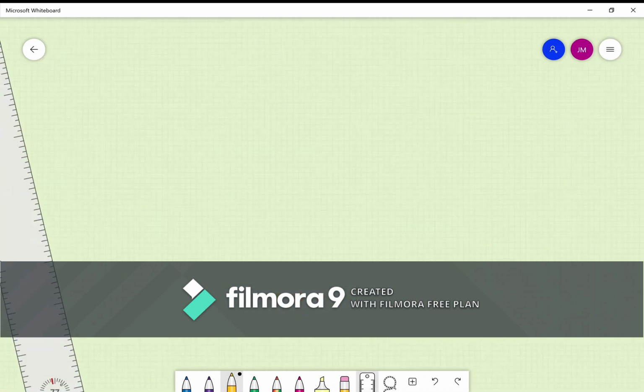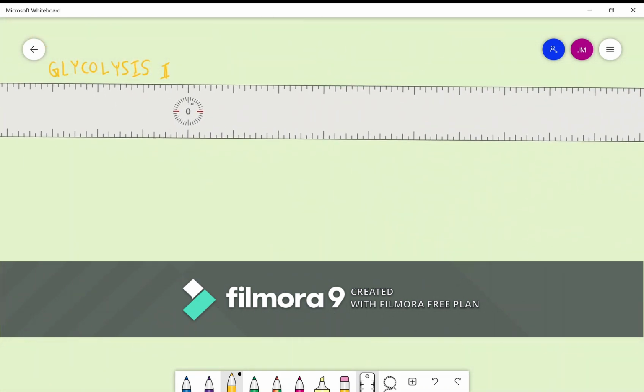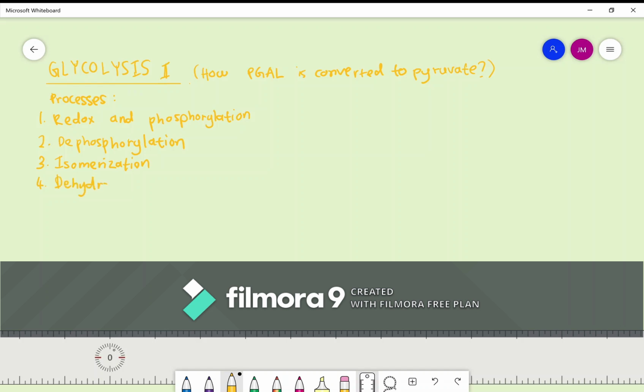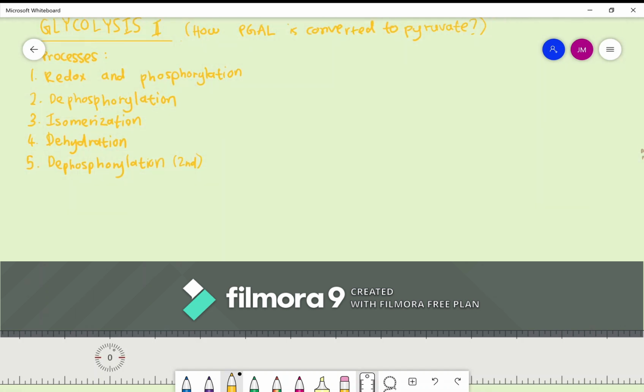Now we're moving to glycolysis 2. It is about how PGAL is converted into pyruvate. After still more chemical reactions, the PGAL goes into pyruvate through processes such as redox, phosphorylation, dephosphorylation, isomerization, dehydration, and dephosphorylation again.